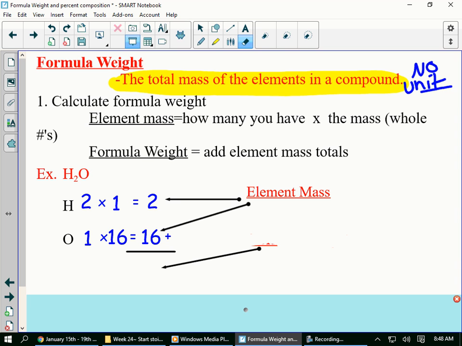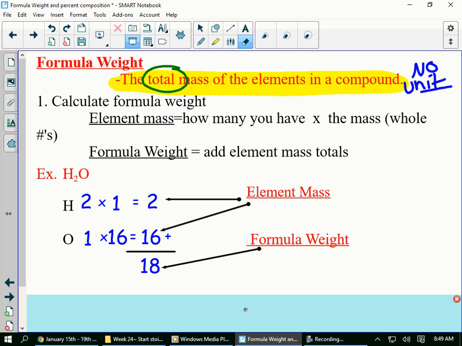If you care to draw a little line for yourself there. For the formula weight, it says the total mass. So all I'm going to do is add 2 and 16 to get 18. It's that snow day math. And that is your complete formula weight. Again, I do not need a unit on that. If it's a formula weight, we're assuming AMU, and we can just leave it at that. Okay, does that make sense?